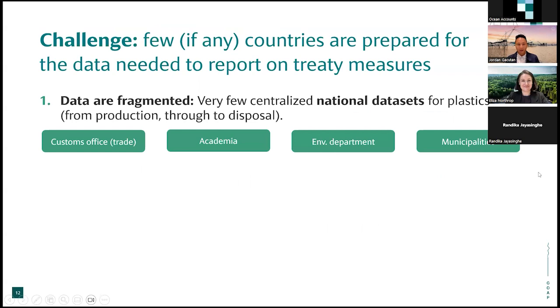Well, for plastics and environmental data particularly, but for plastics, data are fragmented. There's very few national data sets that are centralized within one body. They're usually fragmented across a variety of stakeholders. So for example, the trade statistics could be held within the customs office. Maybe academia has data on plastics within the environment, or potentially the environmental department as well. And then in terms of waste data at the municipality level, that could be held again by another institution.